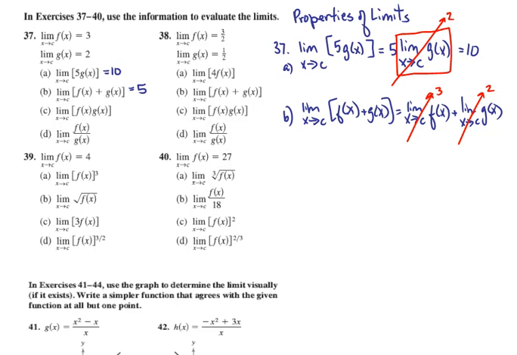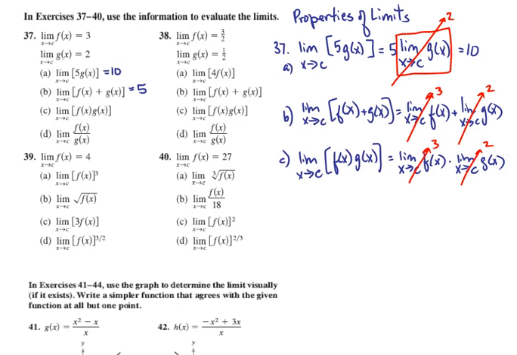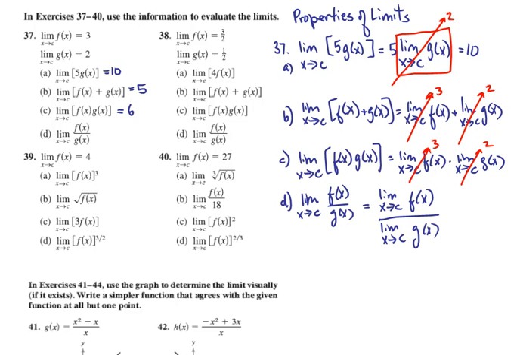The third one is the product rule, which just says the limit of a product is equal to the product of the limits. So the limit as x approaches c of f of x times g of x is the limit as x approaches c of f of x times the limit as x approaches c of g of x. Again, the limit as x approaches c of f of x is 3. The limit as x approaches c of g of x is 2, and so we have 3 times 2, which is 6. The next one could be considered the quotient rule. The limit as x approaches c of f of x over g of x is the limit as x approaches c of f of x divided by the limit as x approaches c of g of x. The numerator again is 3, the denominator is 2, and so that gives us 3 halves.